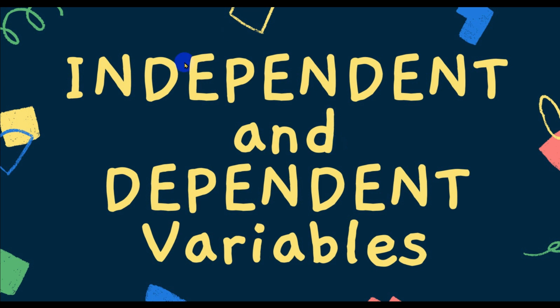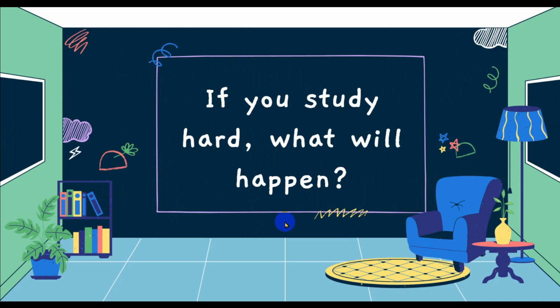We're going to talk about independent and dependent variables. In this video, we're going to learn the definition of independent and dependent variables. Also, we're going to learn how to identify the independent and the dependent variables among the given situations and also given equations. Before that, let us have a few questions that will help us realize what independent and dependent variables are. If you study hard, what will happen?